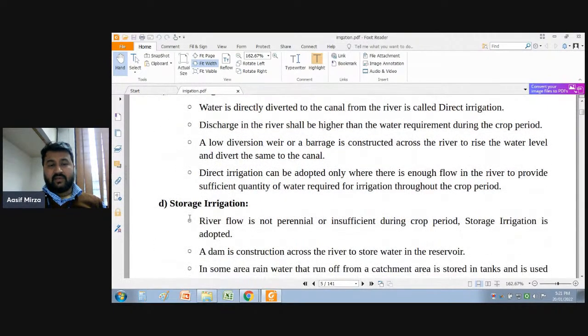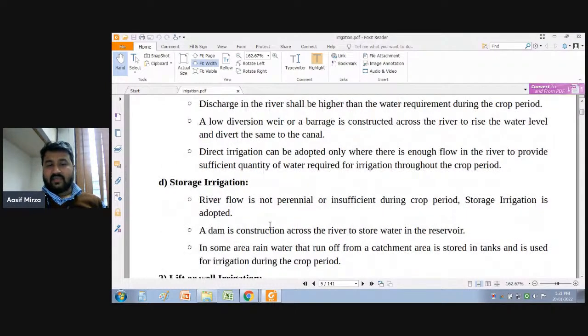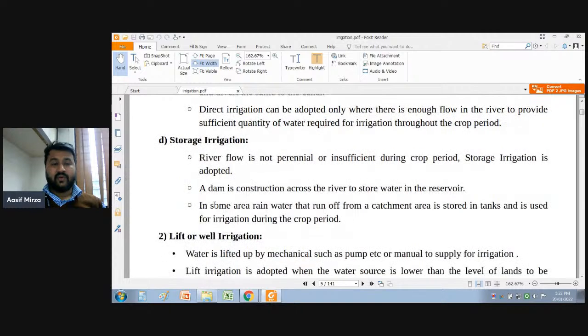Now, storage irrigation, in which the river flow is not perennial or insufficient during the crop period. Storage irrigation is adopted. A dam is constructed across the river to store the water in the reservoir. In some area, rainwater that runs off from the catchment area is stored in tanks and is used for irrigation during the crop period. So storage irrigation is nothing but to prepare the dam across the river, or to raise the weirs, or sometimes it is stored in the tanks, and afterward it is used. So this is nothing but the storage irrigation.